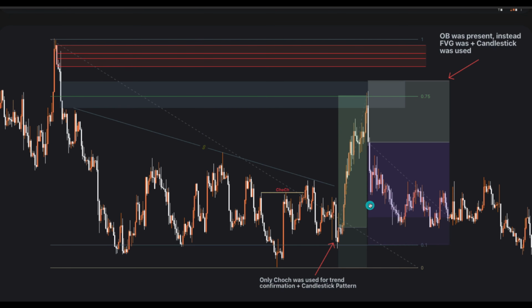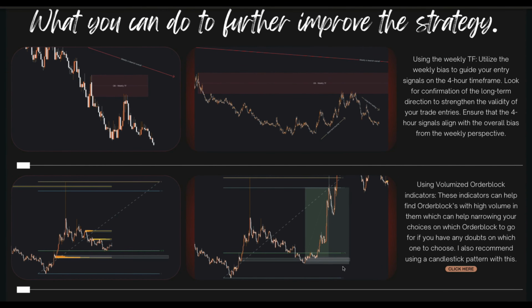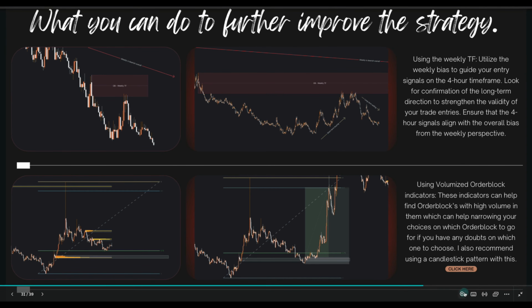That's just foolish. Alright, so I know what some of you guys are probably thinking. What can I do to further improve this strategy? Well, you can actually use the weekly time frame. Utilize the weekly bias to guide your entry signals on the 4-hour time frame. Look for confirmation of the long-term direction to strengthen the validity of your trade entries. Ensure that the 4-hour signals align with the overall bias from the weekly perspective.